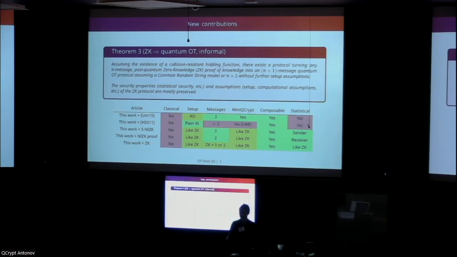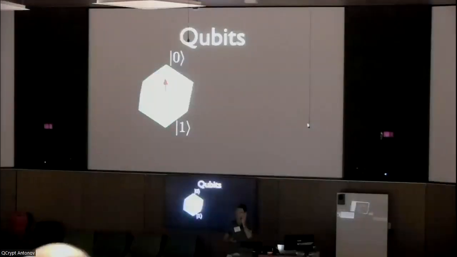And I put below a table where we give the different flavors of Oblivious Transfer protocol that we can get, depending on the zero-knowledge protocol that we use inside. So I will now describe our method, but let me first introduce some notation.